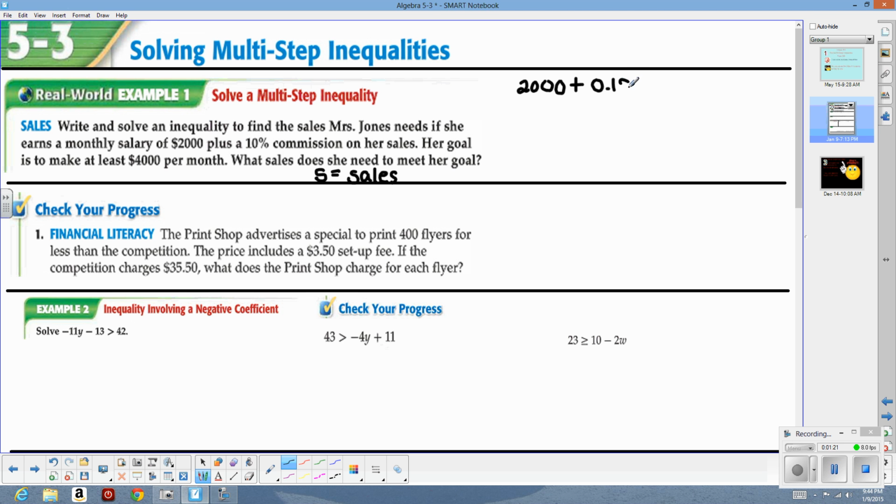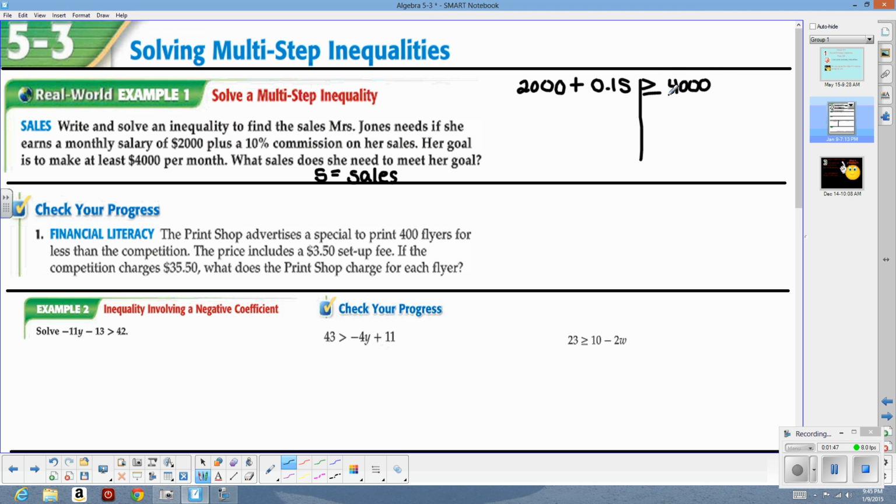1/10 times her sales is going to be added onto her base salary of $2,000, and her goal is to make at least $4,000. If she wants to make at least $4,000, that means it needs to be greater than or equal to $4,000. I have the equal sign in there because it says at least. It means it could be 4,000 or more.